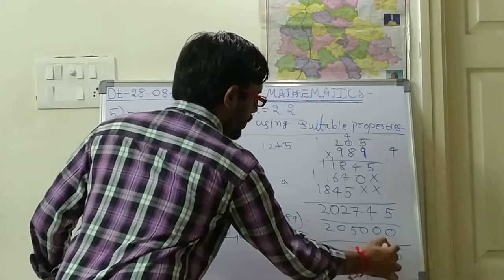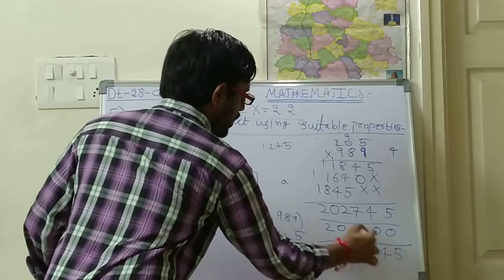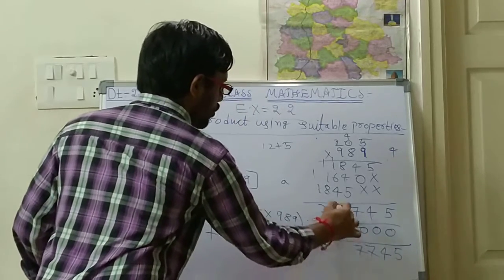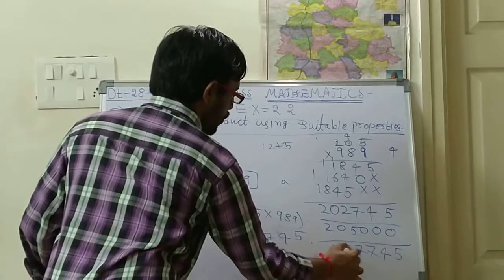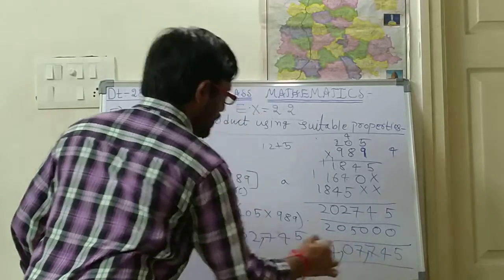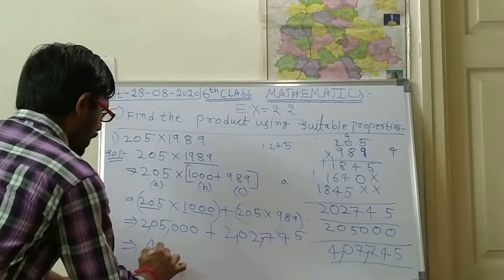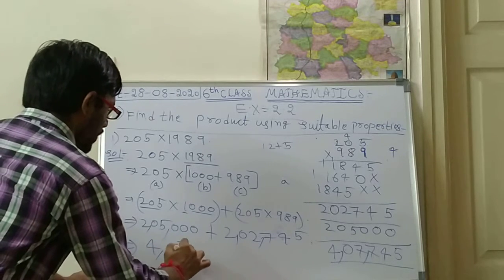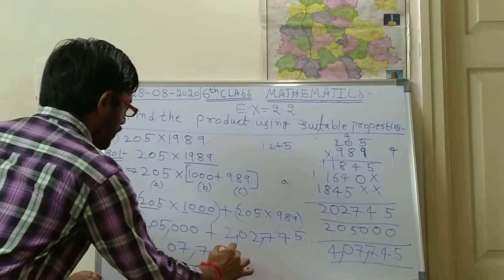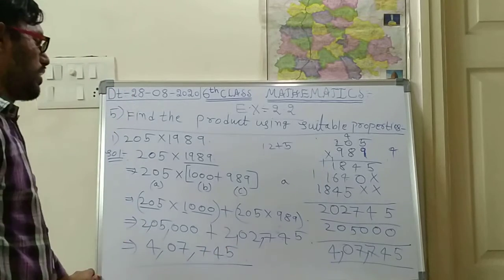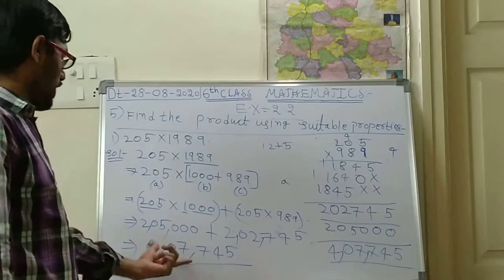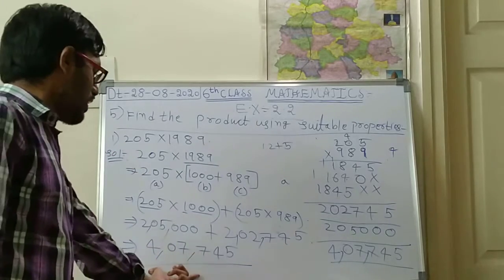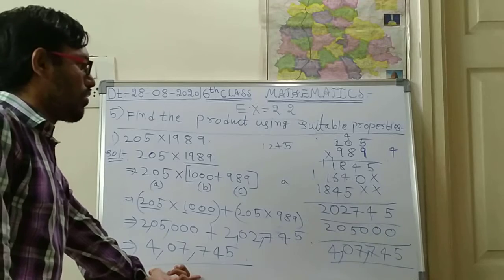5 4 plus 0 4. 7 plus 0 7. 5 plus 2 7. 2 plus 0 0, plus 0 0. 2 plus 2 4. So 4 lakhs 7000, 4 lakhs 7745 is a result for this problem. So 205 into 1989 is 4,07,745 is a result. Okay.